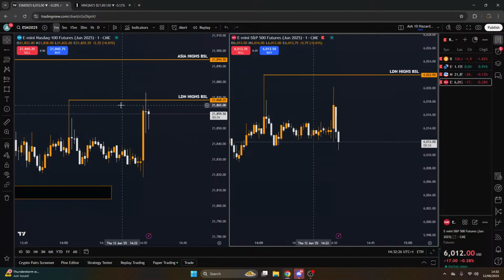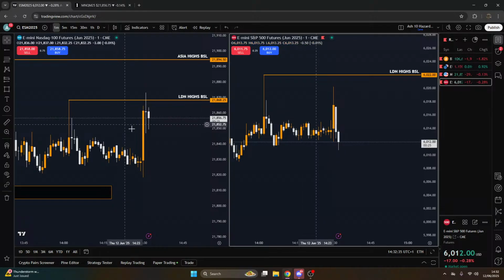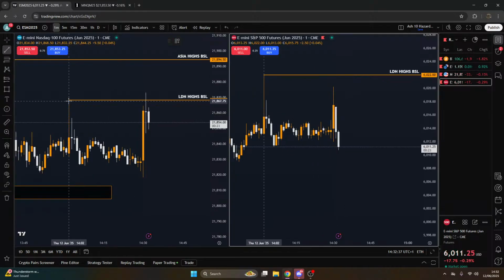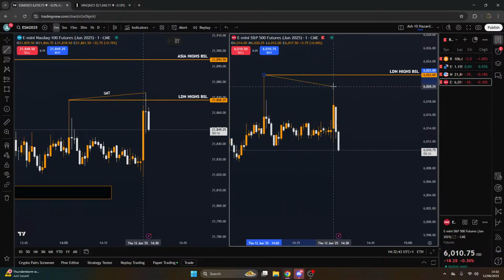But we only take trades on NQ because NQ is just overall a lot cleaner and moves cleaner than ES, so I've always taken my trades on just NQ. So the SMT, the way you draw it out would be from this point to the high there. So that'd be the SMT, and then you have the SMT right here.